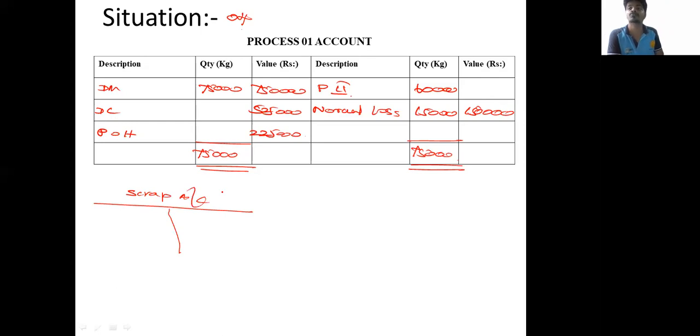Until we sell these scraps, we can identify them as a temporary asset account. So process 1 scrap, 150,000. When we are selling these, let's say we have sold, at that time cash book debit, scrap account credit.